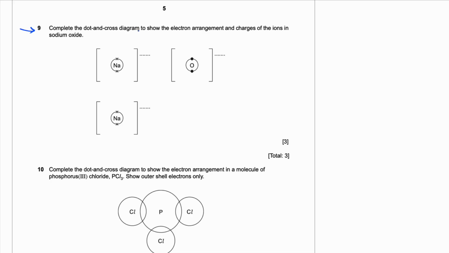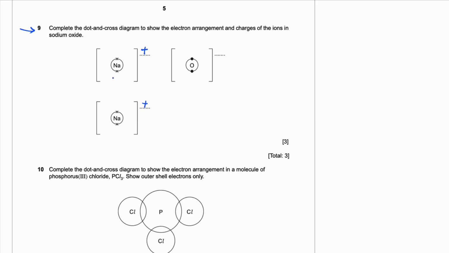Complete the dot and cross diagram to show the electron arrangement and charges of the ions in sodium oxide. So if you get back to the periodic table, you're going to find that each sodium atom has 11 electrons. Now, this is an ion because all metals, like sodium, lose electrons, and sodium has 1 extra electron in its outer shell. So that electron is going to be lost to form 1 positive charge overall for that cation, and the same applies here.